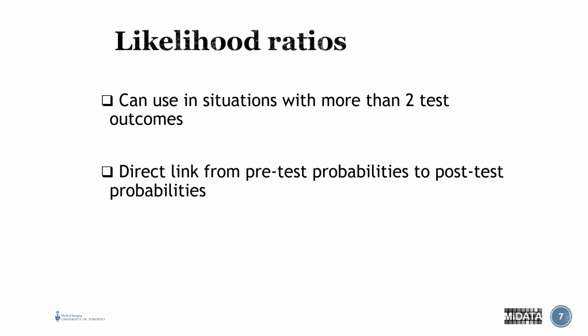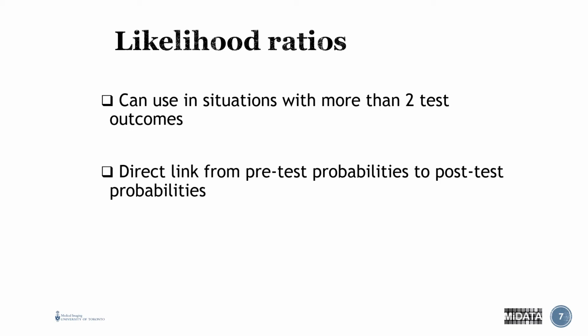Now remember those likelihood ratios that we talked about in a previous lecture? Well, they come in handy in diagnostic accuracy as well, because you can use them in situations with more than 2 test outcomes. So remember, for a binary test, no problem. But what if you have a test that has more than 2 levels or 2 outcomes? Well, you can use likelihood ratios. So that's one of the big advantages.